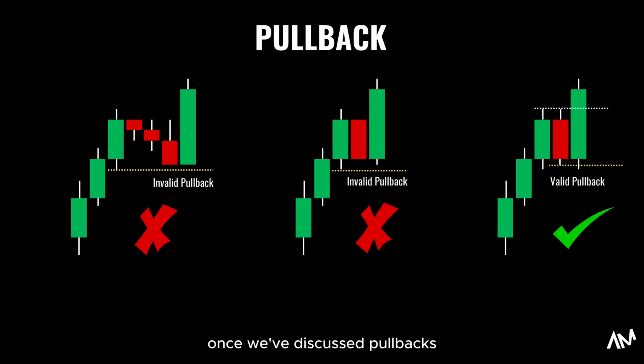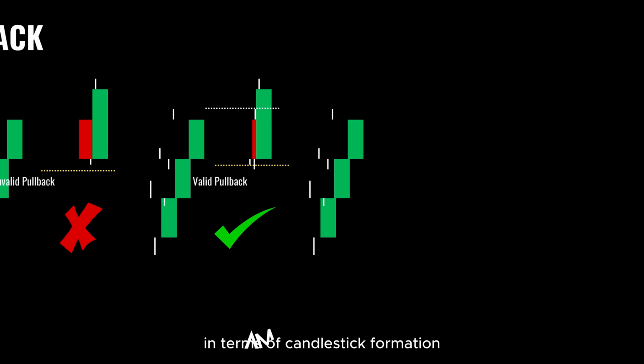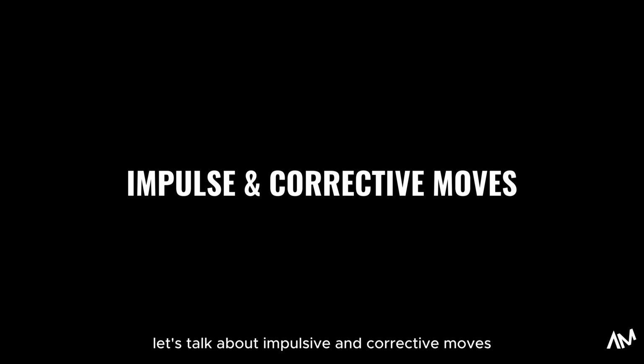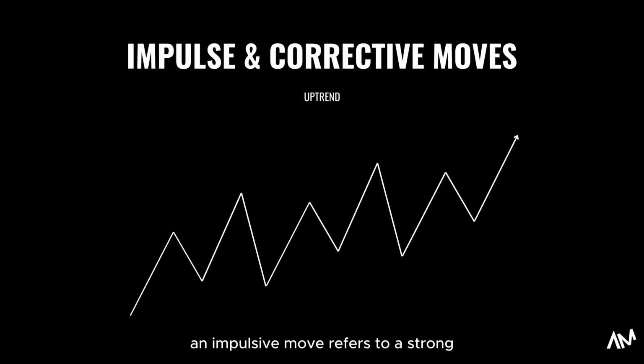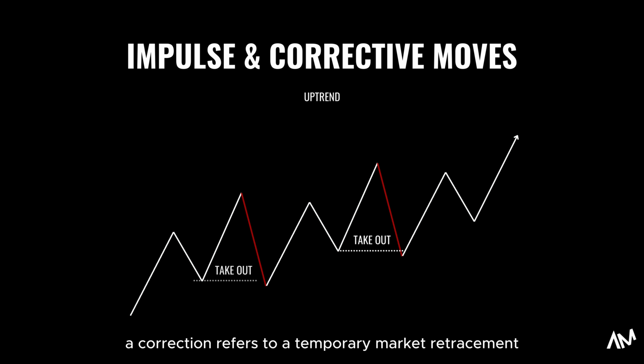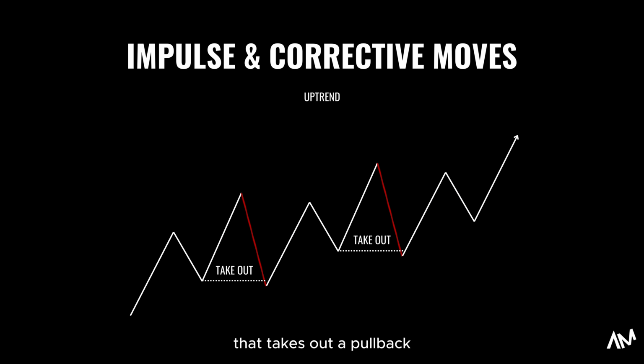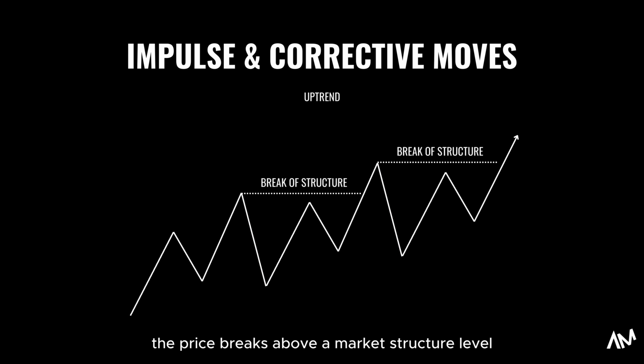Once we've discussed pullbacks in terms of candlestick formation, let's talk about impulsive and corrective moves in terms of market structure. In an uptrend, an impulsive move refers to a strong bullish movement indicating heavy bullish momentum. On the other hand, a correction refers to a temporary market retracement or reversal that takes out a pullback. A break of structure occurs when the price breaks above a market structure level after a corrective move.